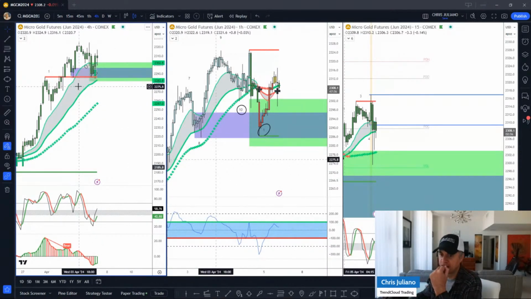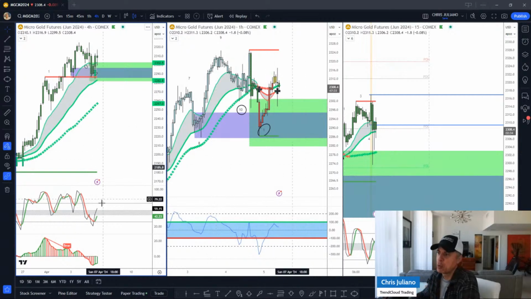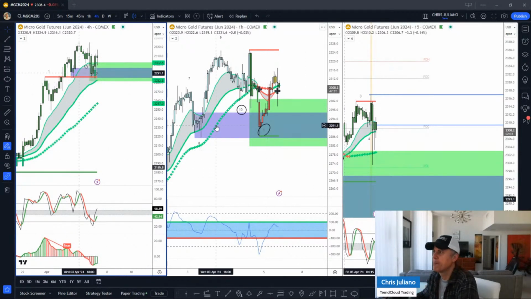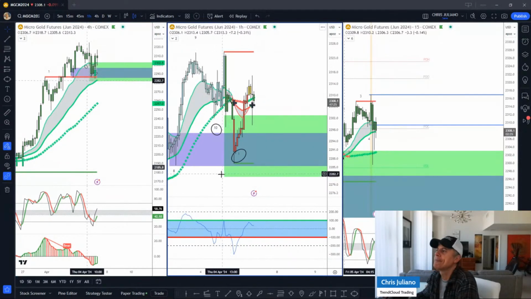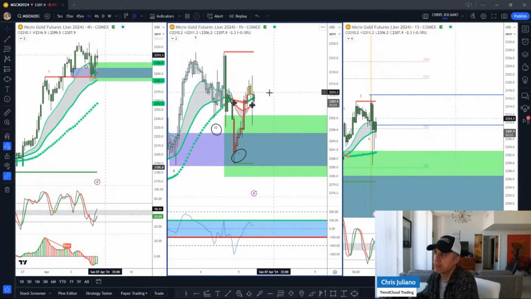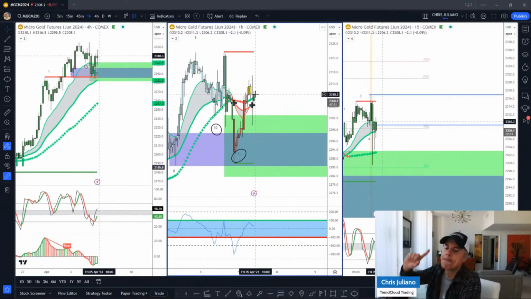Okay, so cycling up, momentum is up. We just pulled back. We hit this 1 hour demand zone, and we have trend reversal back to the upside.